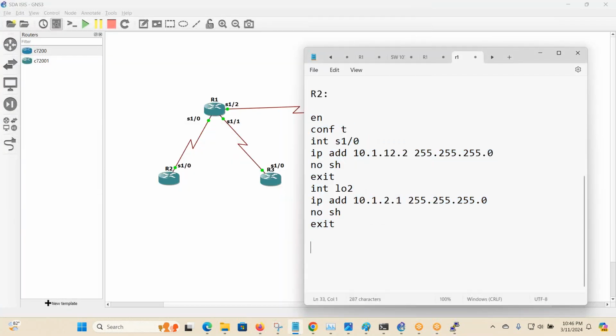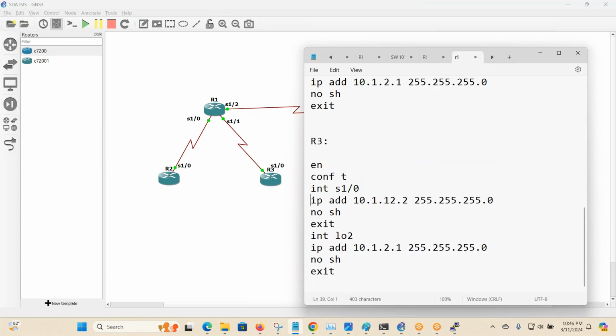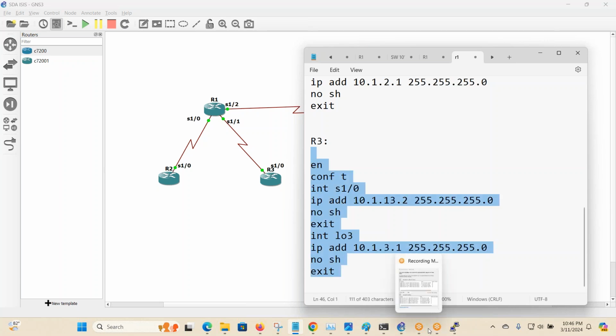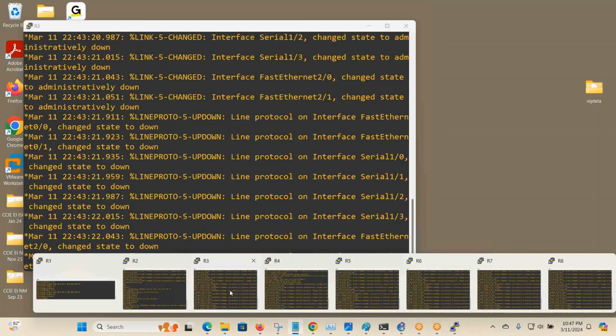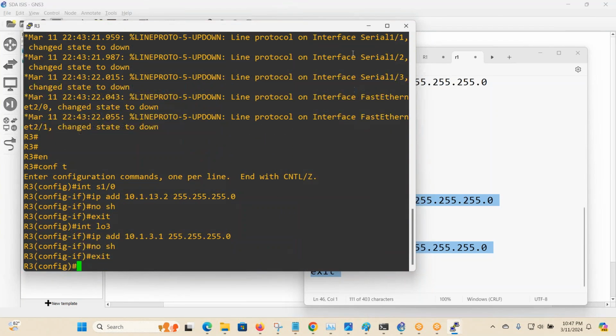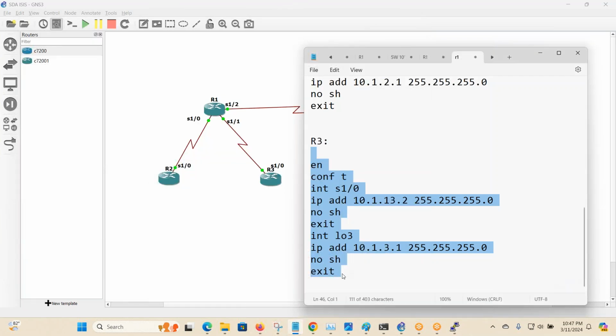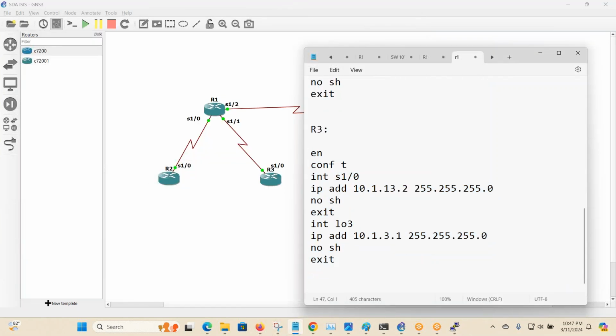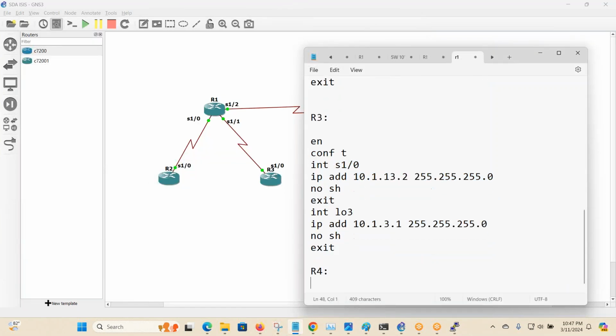So now we paste it for R3. On R3 we have 13.2 and loopback is 3, 3.1. We paste on R3. So then we paste for R4.